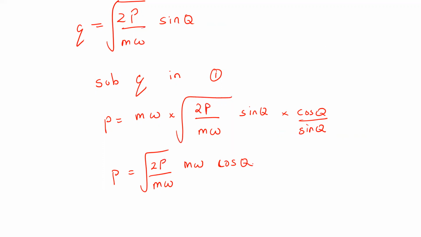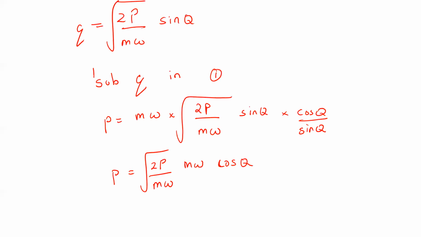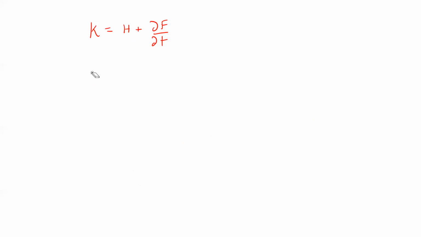Now let me find out the new Hamiltonian, which is K, which is given by H plus the time derivative of the generating function. So this is our new Hamiltonian. So our new Hamiltonian, when we solve this, we find that it is nothing but K is equal to omega P.